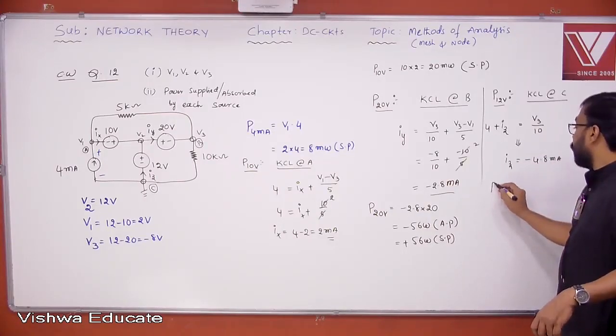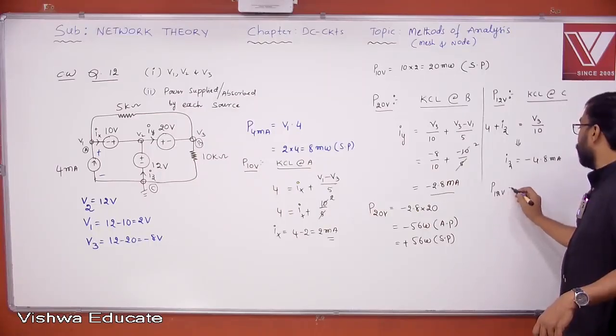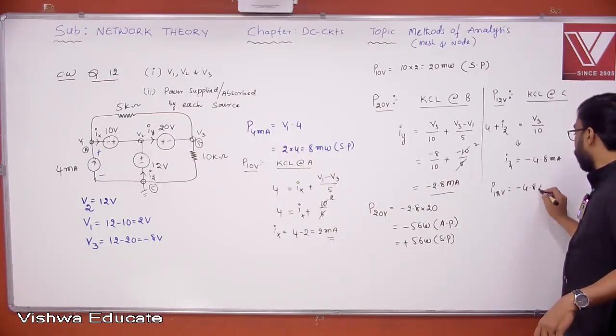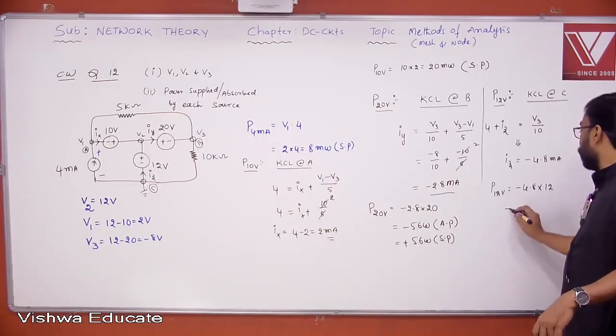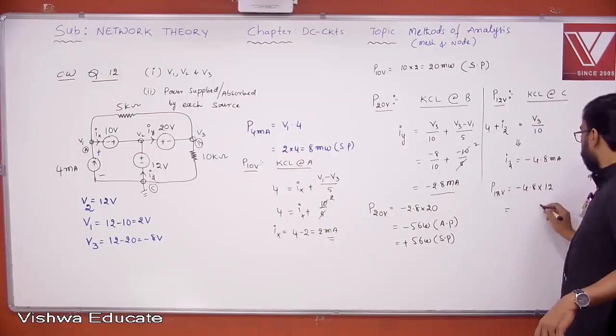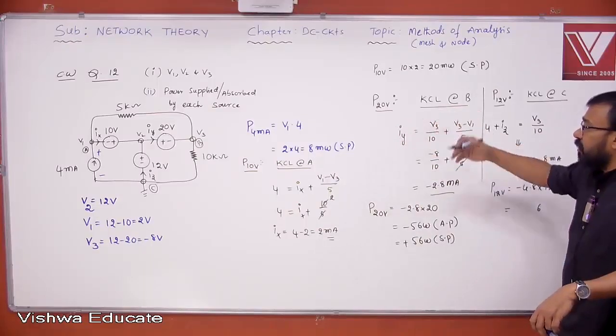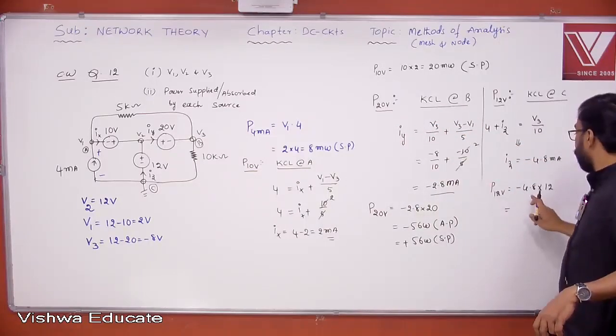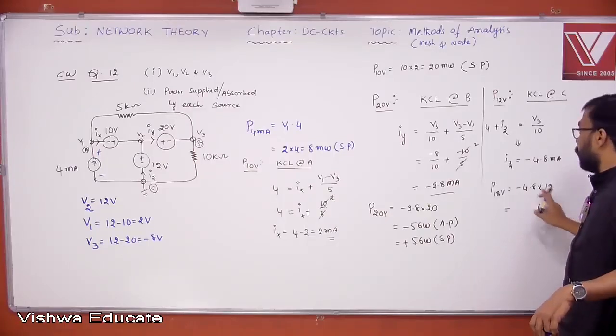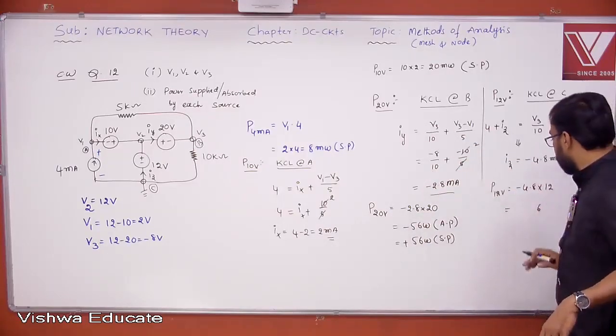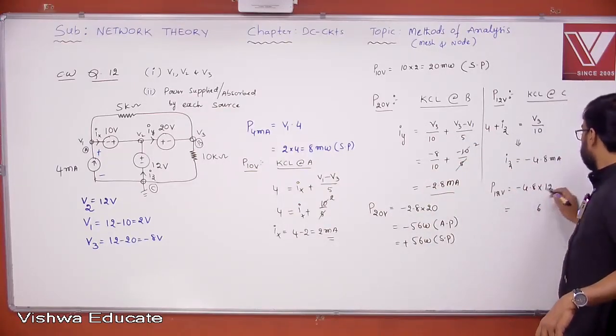Now tell me, power of 12 volts will become minus 4.8 into 12. Find these values. Please note down all these things, all of you. You can go with this, 4.8 into 12. All of you start noting down this. I'm just calculating this value.